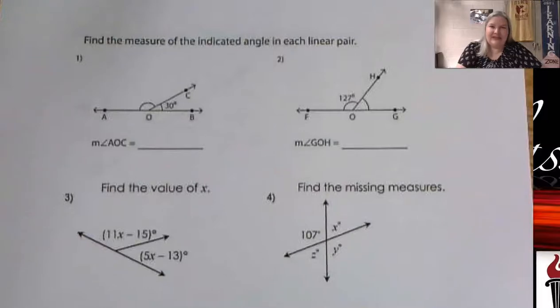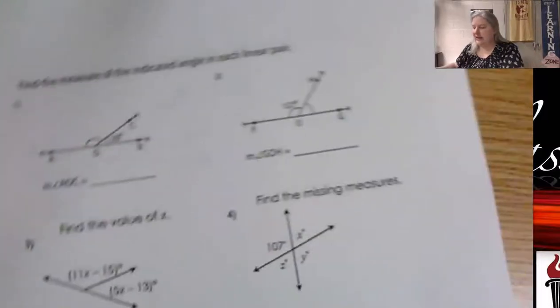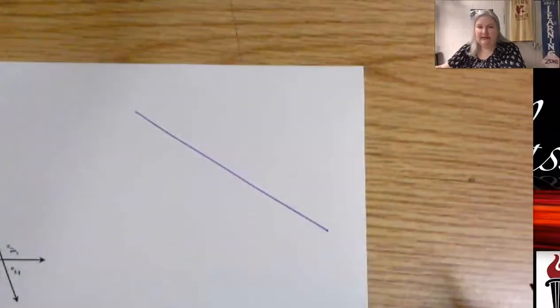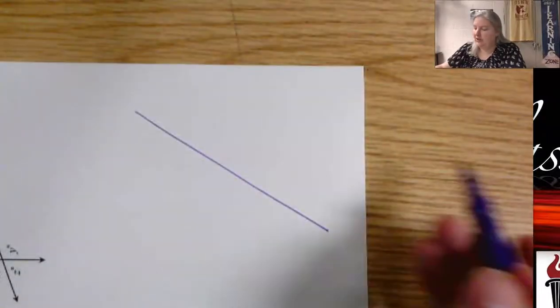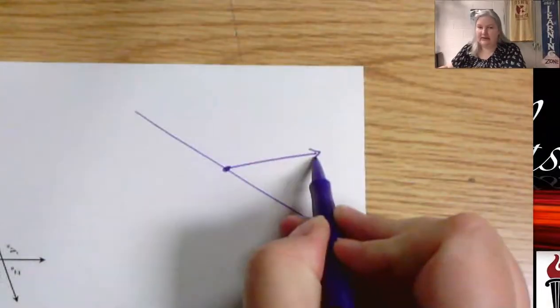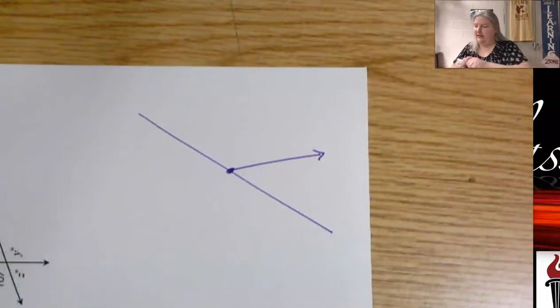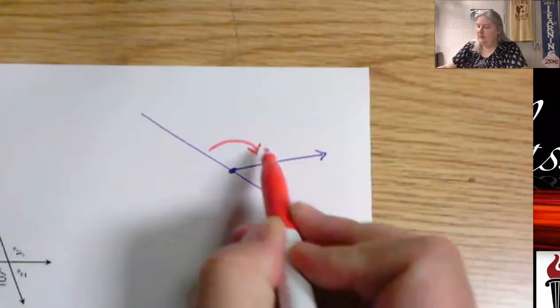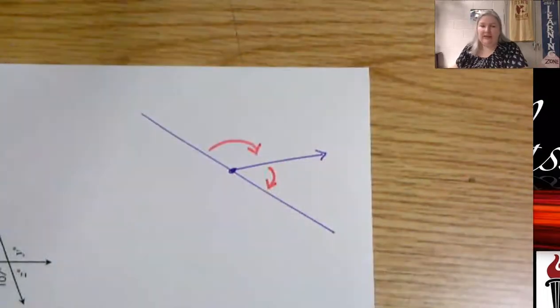Okay, so here we have some linear pairs. Now remember, a linear pair is basically just a line and then one ray that comes out of it. Then the two angles that I've created there, this angle and this angle, form a linear pair. They're adjacent, which means they add up to 180.